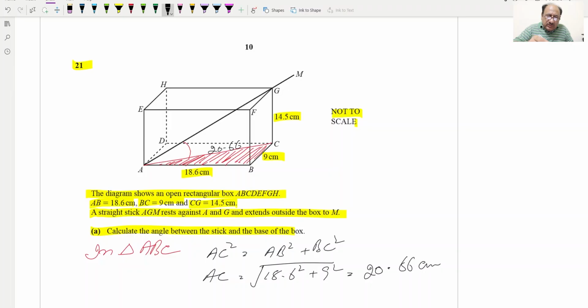Now we can consider the next triangle. Which triangle are we considering now? We are considering this triangle.